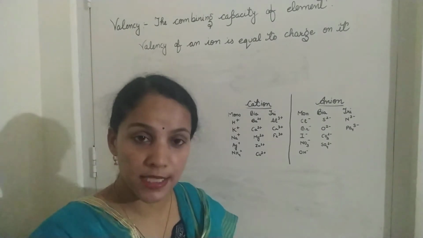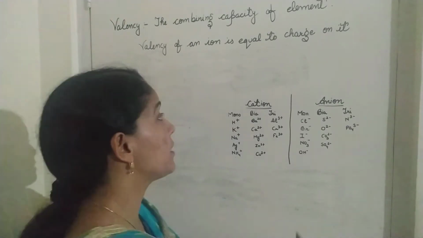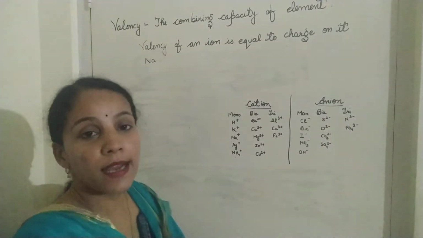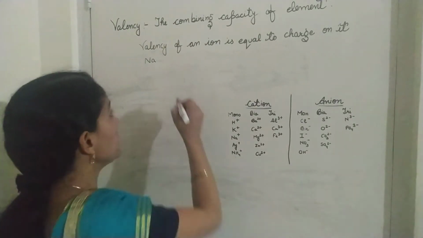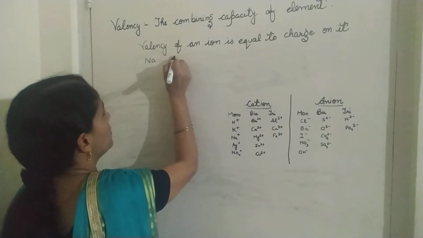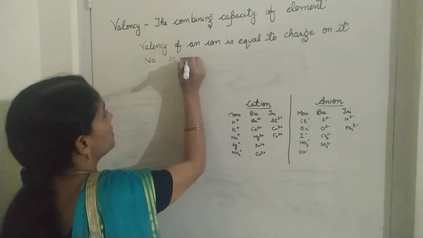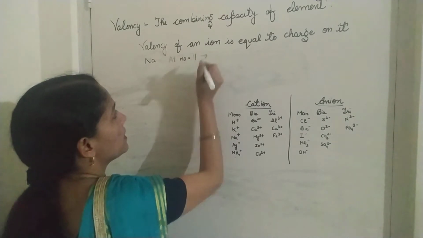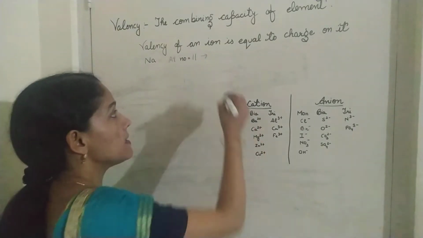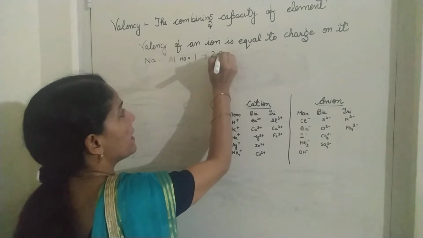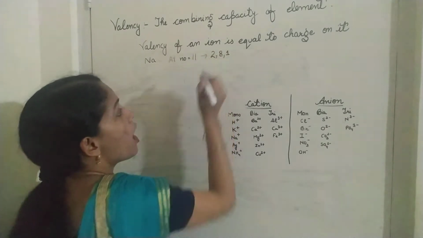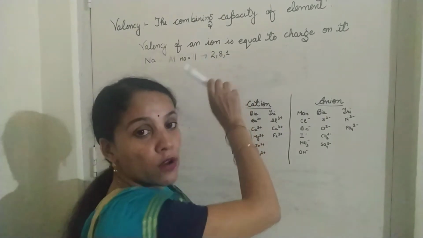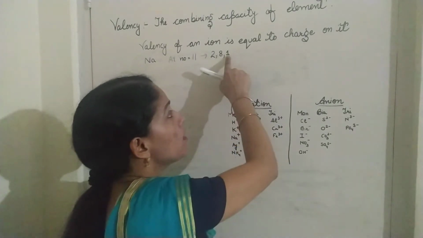For example, just remind how to find it. I am taking the example of sodium. What is the atomic number of sodium? Atomic number is equal to 11. So what is the electronic configuration? The electronic configuration of this is 2, 8 and 1. How many electrons are there in the outermost shell of sodium? There is only 1 electron.